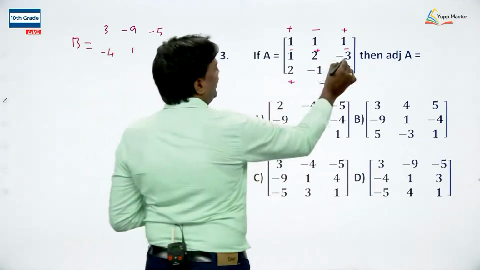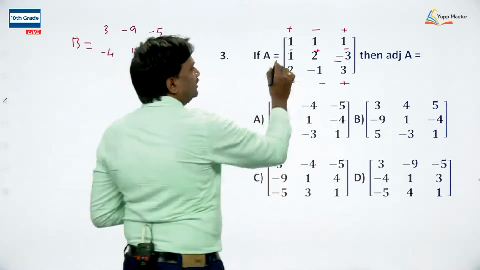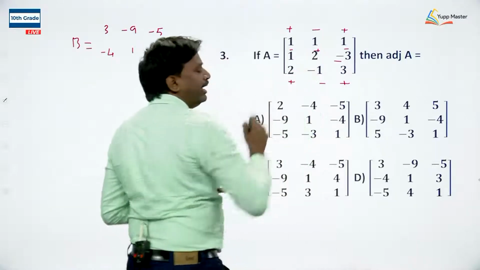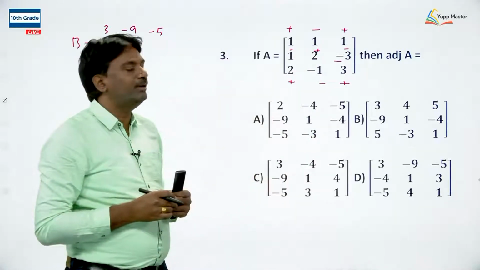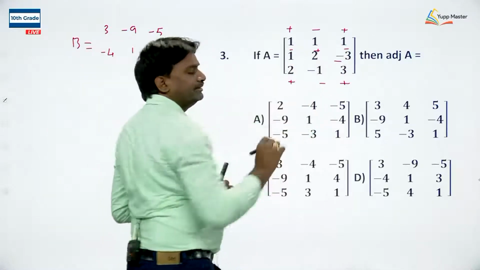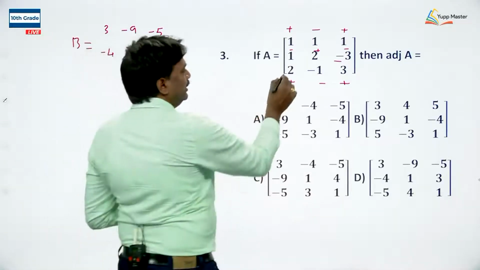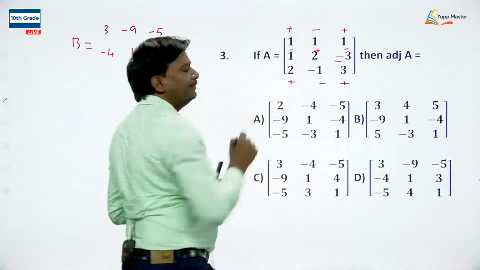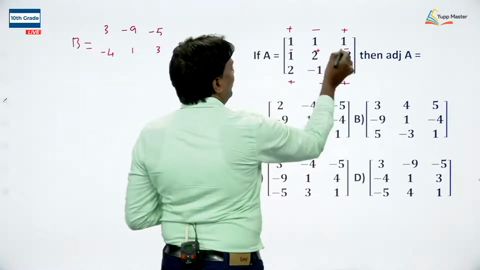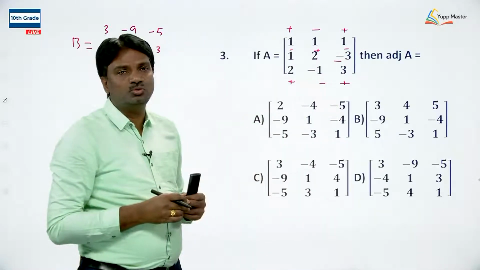Next, take the element minus 3, and eliminate the row and column containing minus 3. The remaining elements are 1, 1, 2, minus 1. 1 into minus 1, minus 1, minus 1 into 2, 2, minus 1 minus 2, minus 3. Here the sign is minus, so minus of minus 3 is plus 3. Let's take the element 2, eliminate the row and column containing 2. The remaining elements are 1, 1, 2, minus 3. 1 into minus 3, minus 3, minus 1 into 2, 2, minus 3 minus 2, minus 5.